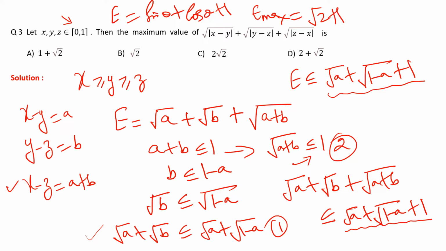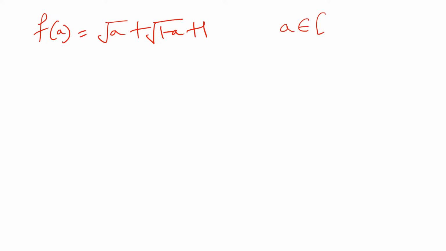This is one way. Another way to get the maximum value of this underlined expression is you can differentiate it. It's a function of a, right? Now I'm explaining you this second method. Now we can take f of a equal to root a plus square root of 1 minus a plus 1. Let's determine the maximum value of f of a. We know that a belongs to the closed interval 0 to 1.